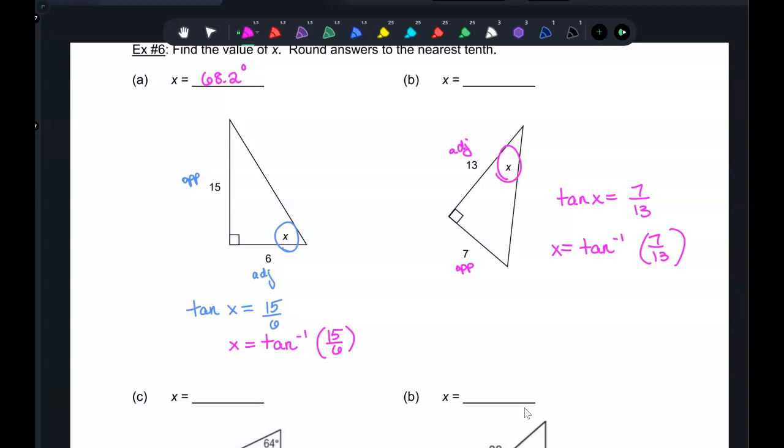X equals, what do we got? 7/13. And that comes out to 28.3 degrees. Good.